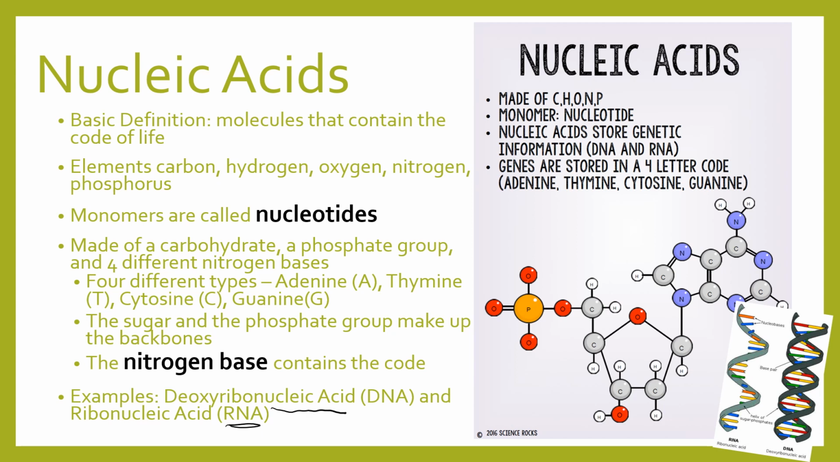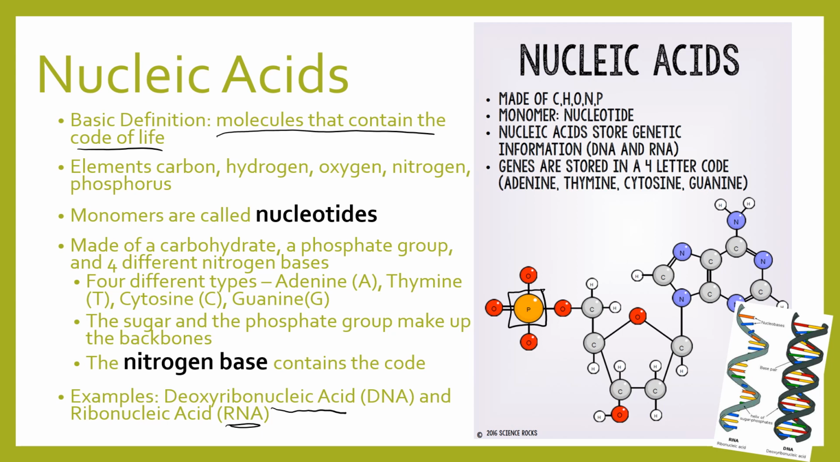So what are these? These are molecules that contain the code of life. And they contain elements carbon, hydrogen, oxygen, and nitrogen, just like everything before we're building, but this time we're going to add one more, and that's phosphorus. You can see our little phosphorus right here. So the monomer for a nucleic acid is called a nucleotide.